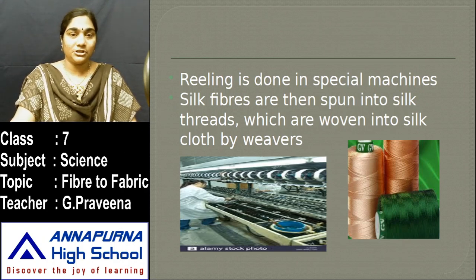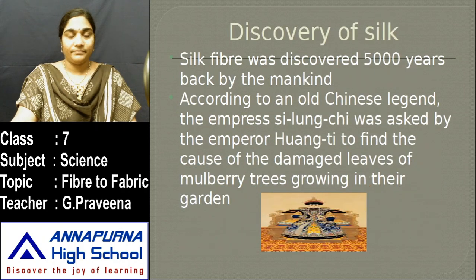Here is the process where the reeling is done on the machine. Once the fiber is extracted from the cocoon, it is reeled out on special machines, and that fiber is spun into silk threads. Later on it is woven into silk cloth. So that is the whole process: the life cycle of the silk moth, how we get the fiber, and how that fiber is converted into silk fabric.